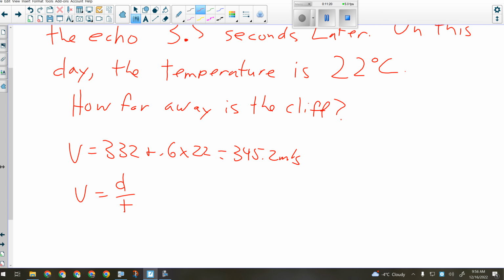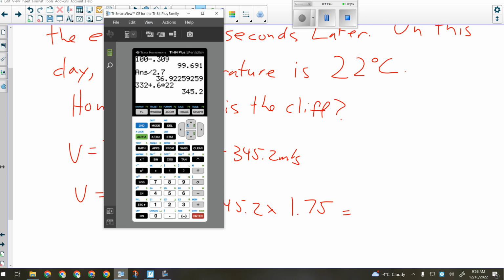Whenever I give an echo question, that could be like using sonar to figure out how deep the ocean is. That's still an echo. We're still waiting for the sound to go all the way down and all the way back. So in an echo question, I would simply alter this to go D equals 345.2 times whatever, that's 3.5, right? So that's going to be 1.75 seconds. Get half of that. All right, so the cliff is 604 meters away. Actually, we only have 2 significant digits, so 6.0 times 10 to the 2 meters away.